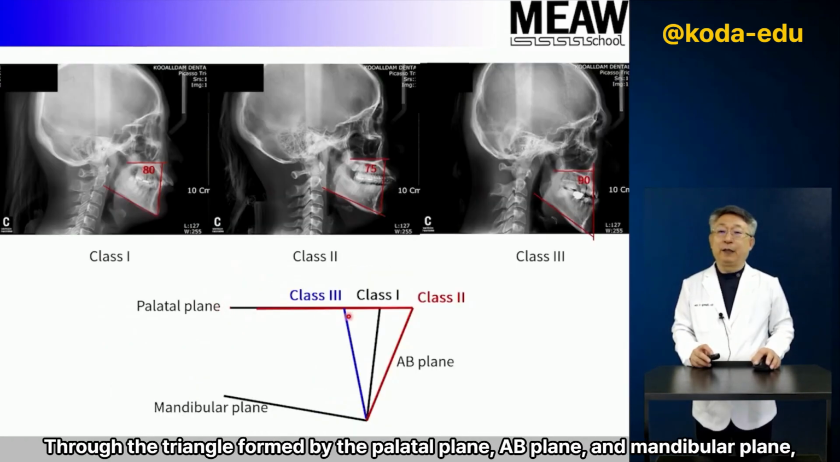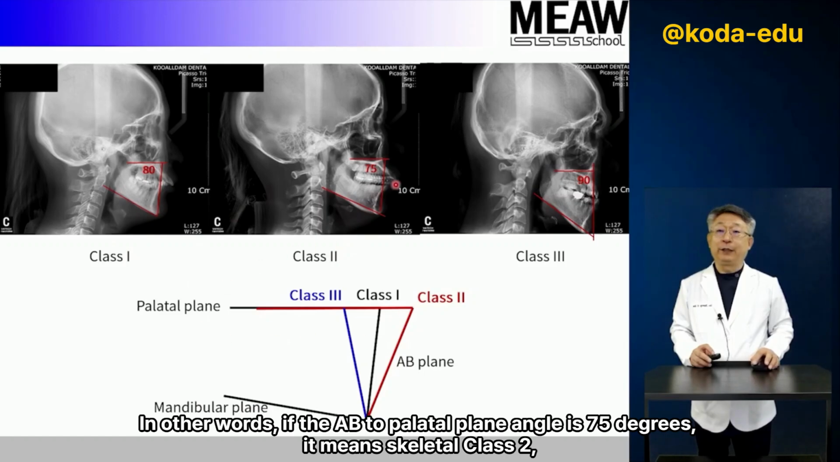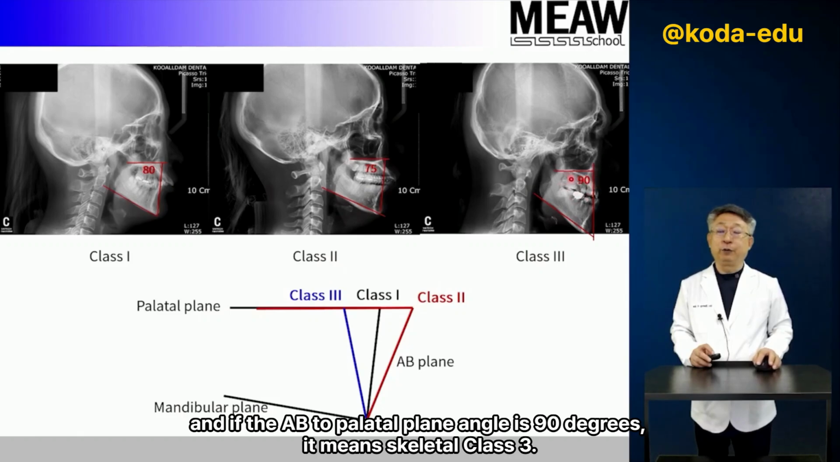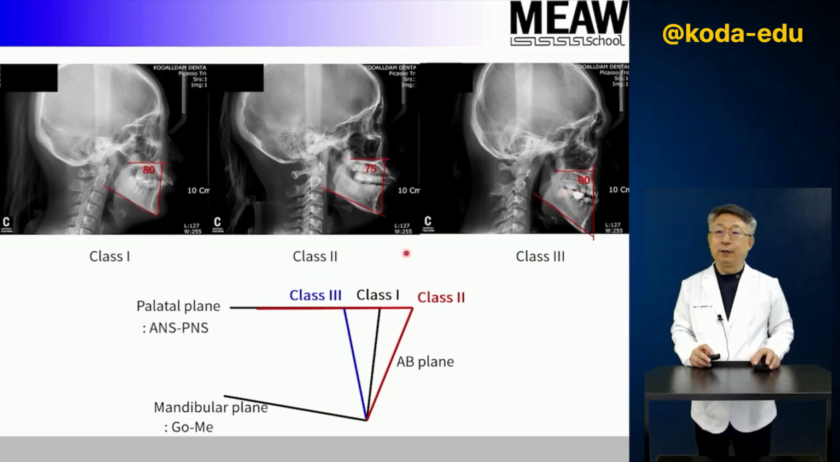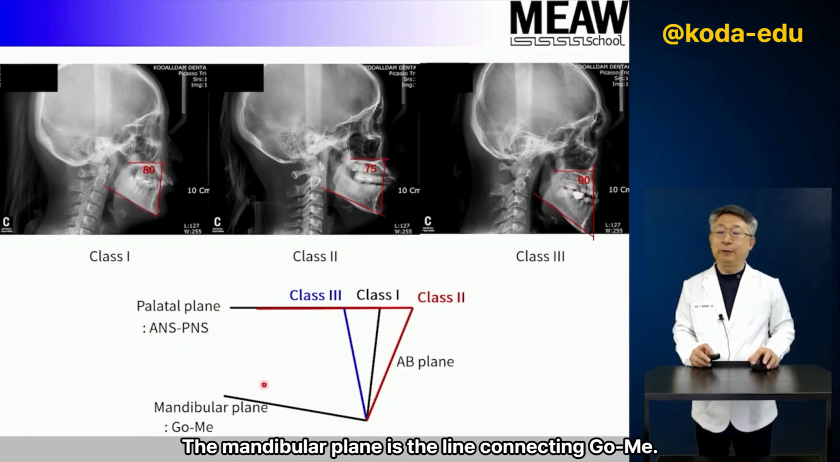Through the triangle formed by the palatal plane, AB plane, and mandibular plane, the anteroposterior relationship of the patient's skeleton can be evaluated relatively easily. In other words, if the AB to palatal plane angle is 75 degrees, it means skeletal class 2. And if the AB to palatal plane angle is 90 degrees, it means skeletal class 3. Once again, the palatal plane is the line connecting ANS and PNS. The mandibular plane is the line connecting gonion and menton.